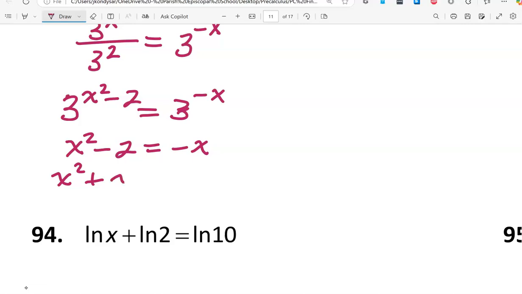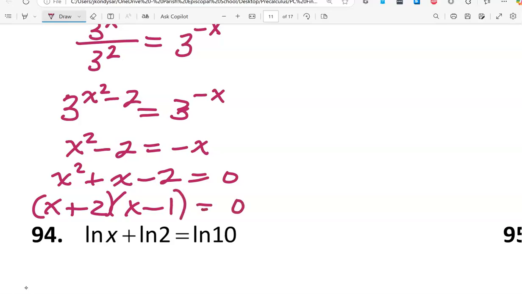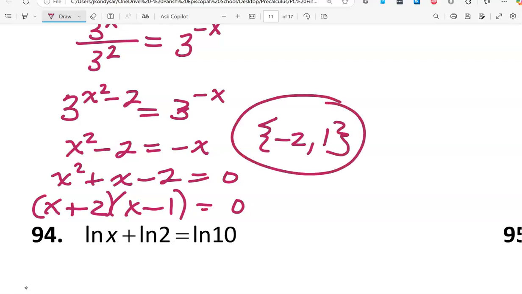Move all terms to the same side of the equation and factor. And that's going to give us two solutions. That'll give us -2 and +1. Again, in an exponential equation, no need to check because the solutions can be negative, positive, or 0.